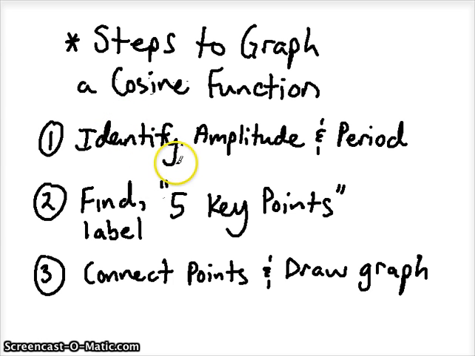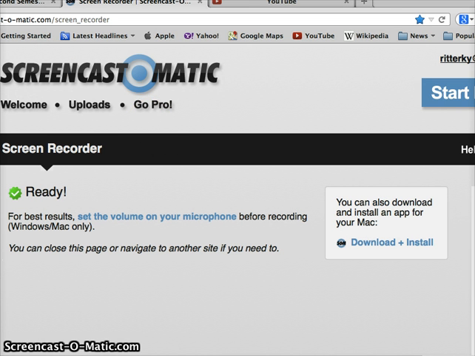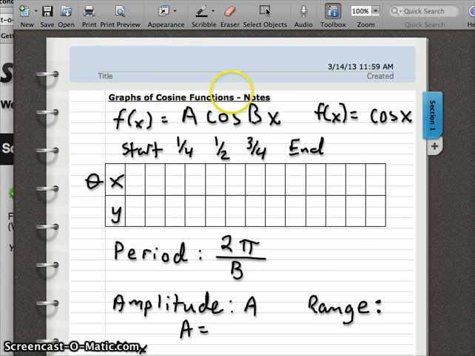If you can identify the amplitude and the period, and find and label what I call 5 key points, and then connect those points, you can draw the graph of a cosine function. So let's get into an example here. In general, the way that the cosine function looks is just like this.